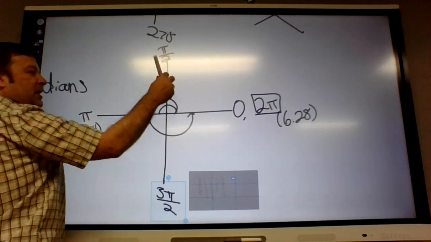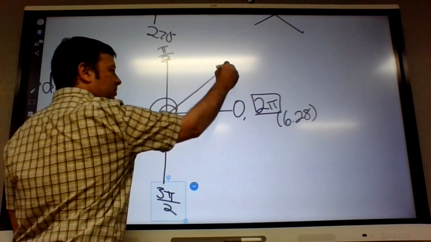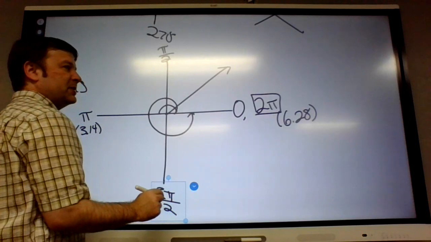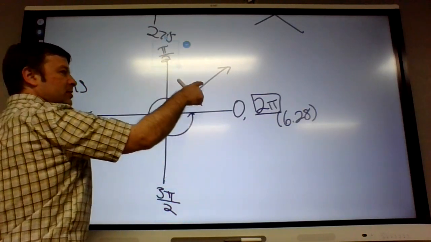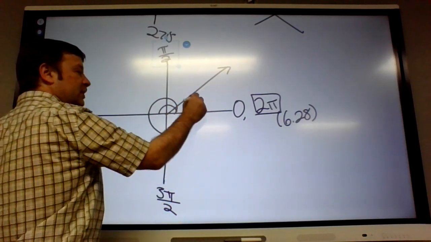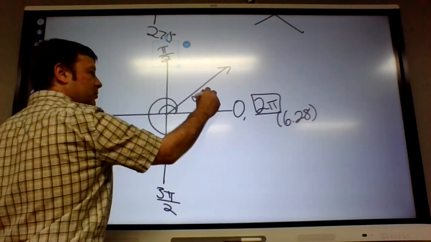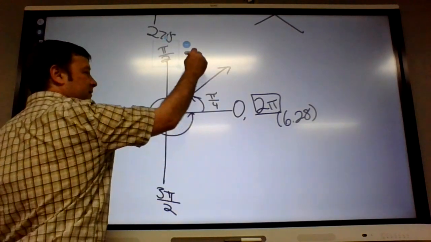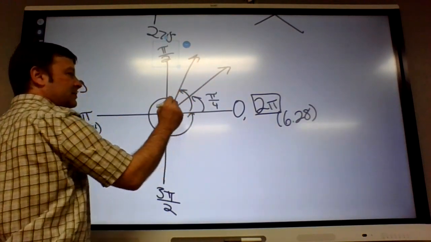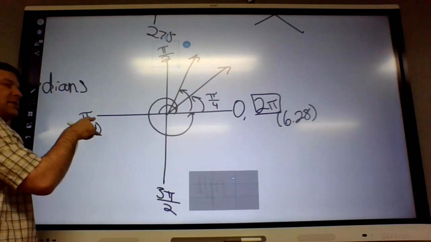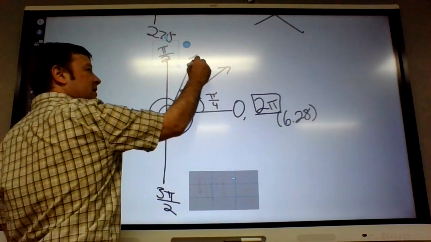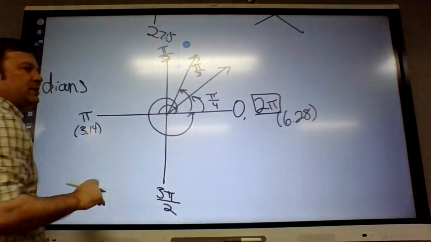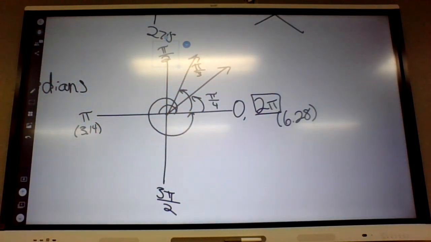Okay, if this is pi over 2, yesterday we talked about 45 degree angles splitting that in half. So if this is pi over 2, what would this be? Pi over 4, half of a half is a fourth. And if this was a 60 degree angle, 60 degrees is 1/3 of 180, so this would be pi over 3. You don't have to have these memorized. I'm just giving you an idea of how it works. They don't expect you to memorize it either.